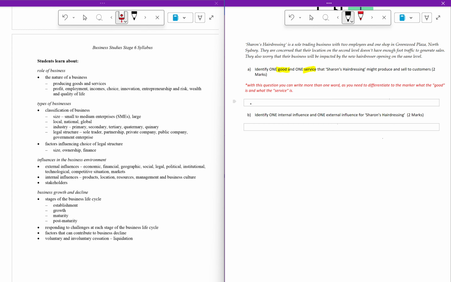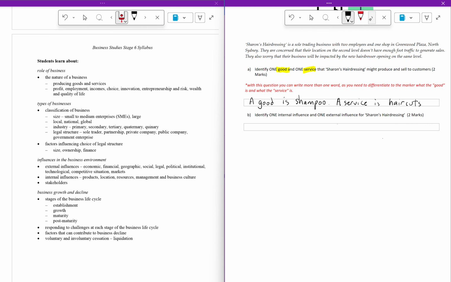So in this instance, we say a good is shampoo. And then I want to find what the service is. And for me, this is pretty clear cut because it's a hairdresser. So I say, well, their service is hairdressing or haircuts. So I'm going to say a service is haircuts. So that's how we answer this. We've got our 2 marks there, one for the good and one for the service.